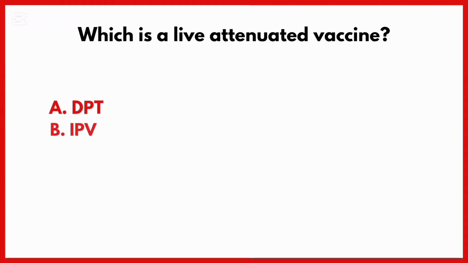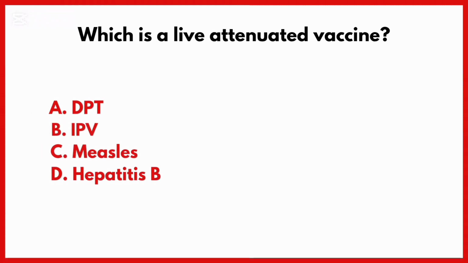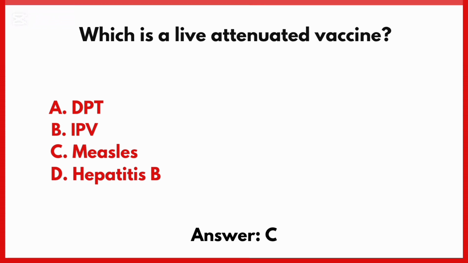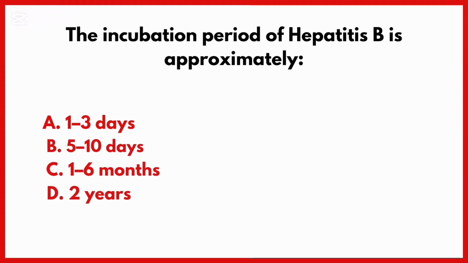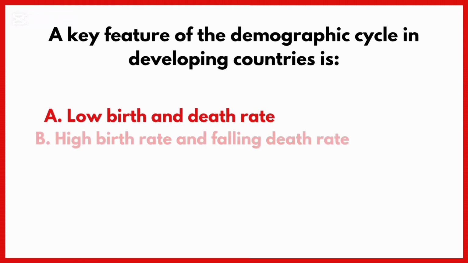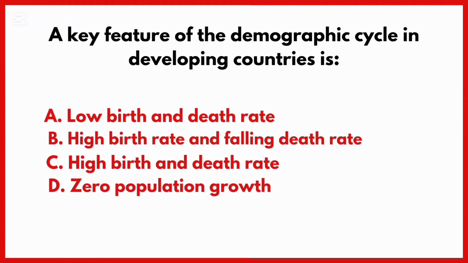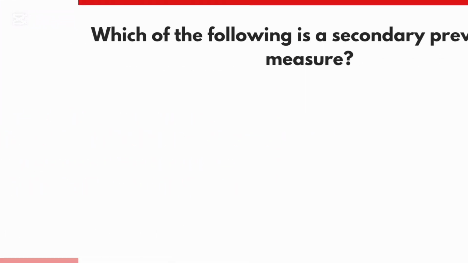Which is a live attenuated vaccine? Correct answer is option C, measles. The incubation period of hepatitis B is approximately. Correct answer is option C, 1 to 6 months. A key feature of the demographic cycle in developing countries is. Correct answer is option B, high birth rate and falling death rate.